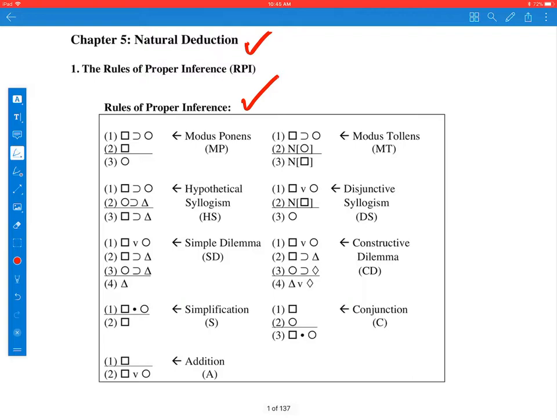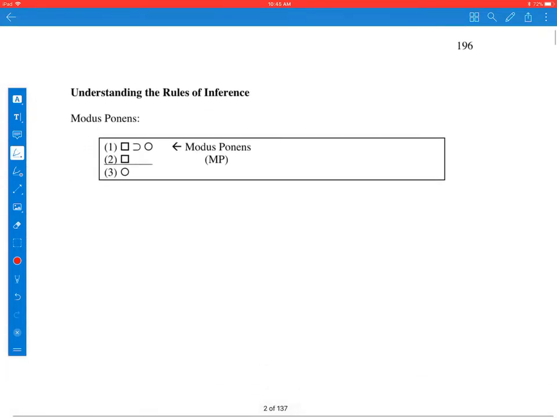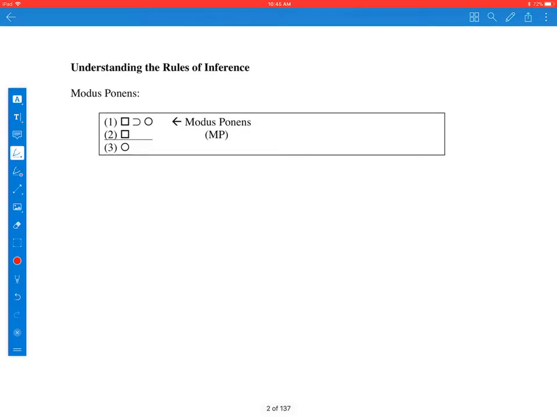The very first thing is to understand these rules of proper inference, to know what you can do with them, and then worry about remembering the names. So let's try to understand them, and we'll start with modus ponens first.